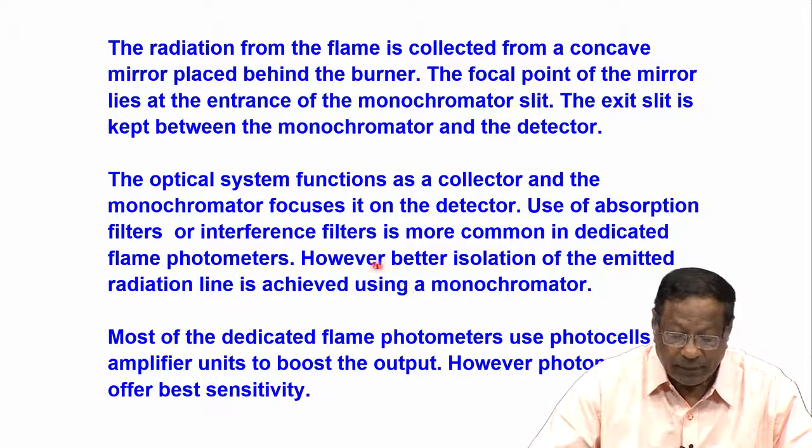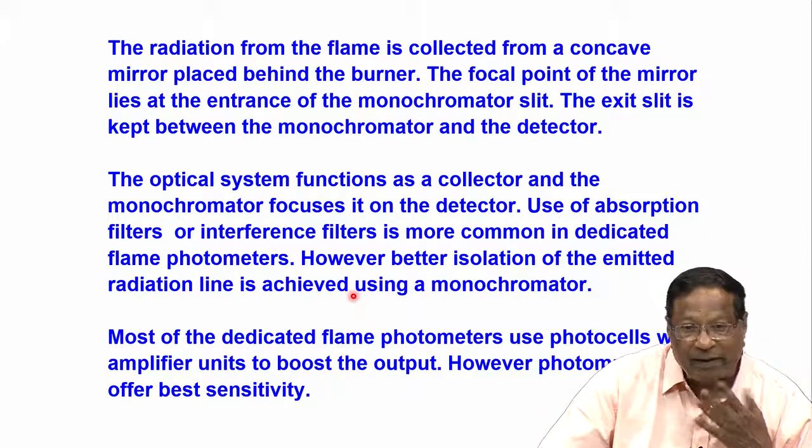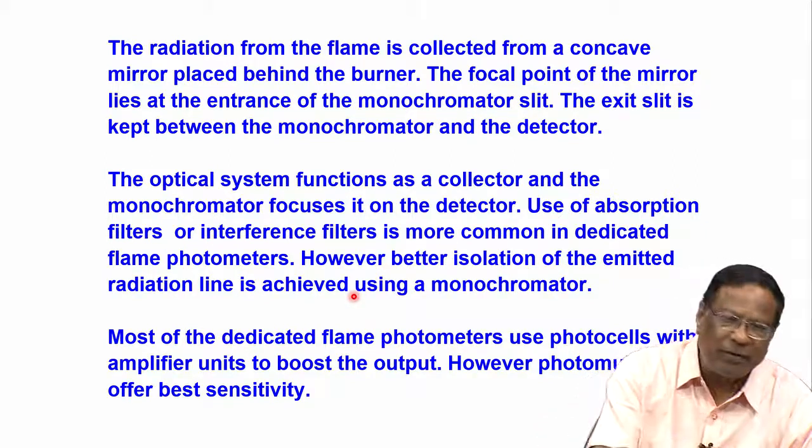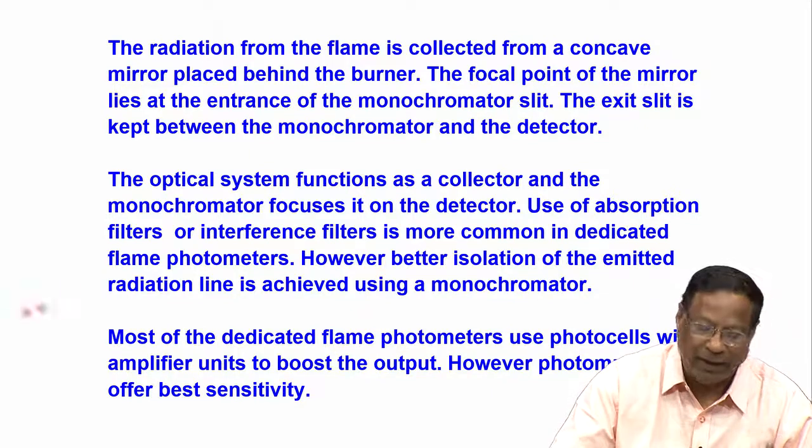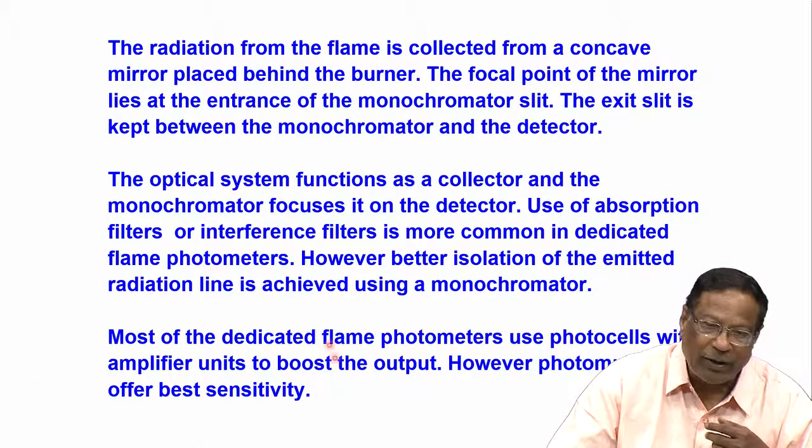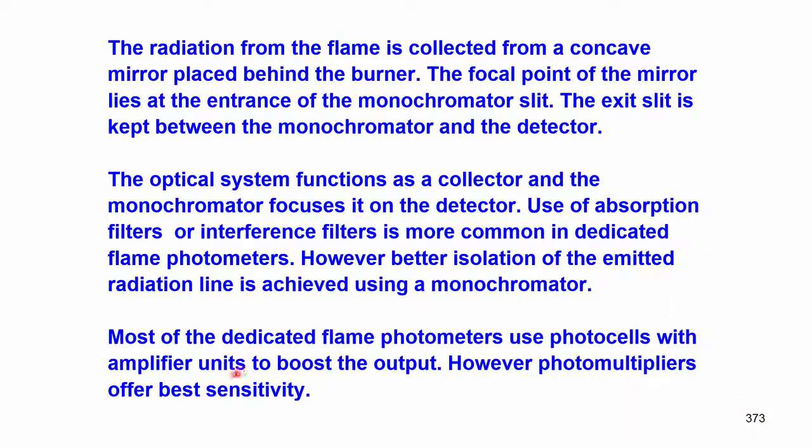So, that is achieved using a monochromator. You can use a prism and slit arrangement or a grating or anything you want. Quite a common experience from physics experiments. The dedicated flame photometers use photocells. That is enough. You do not need a photomultiplier tube, but the photocell does have an amplifier unit to boost the output.